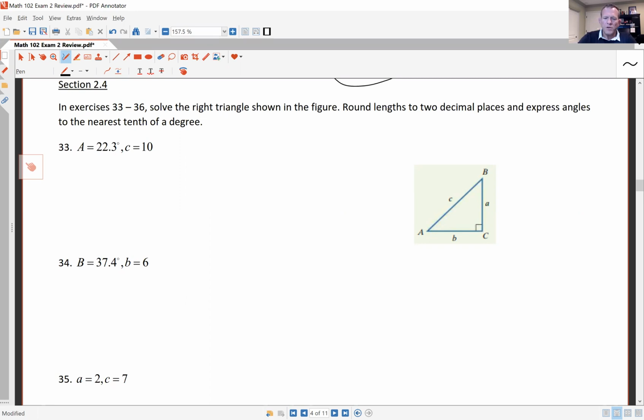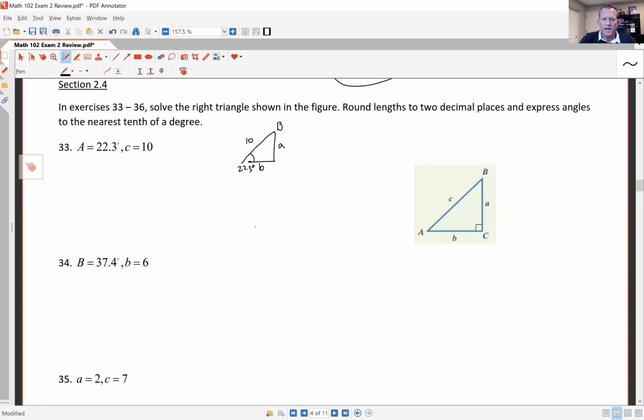So if A is 22.3, and C is 10, then from this angle I see that I'm given the hypotenuse. And I want to solve for all the other lengths. I want to solve for A, and I want to solve for B. And then I want to solve for big B.